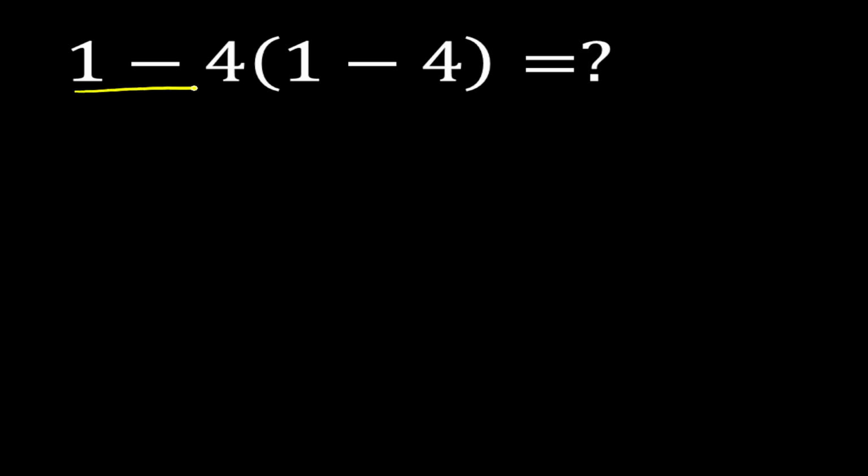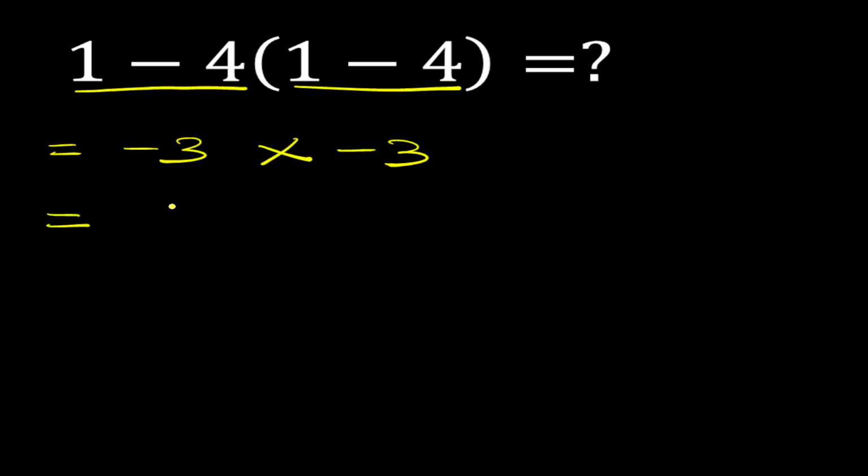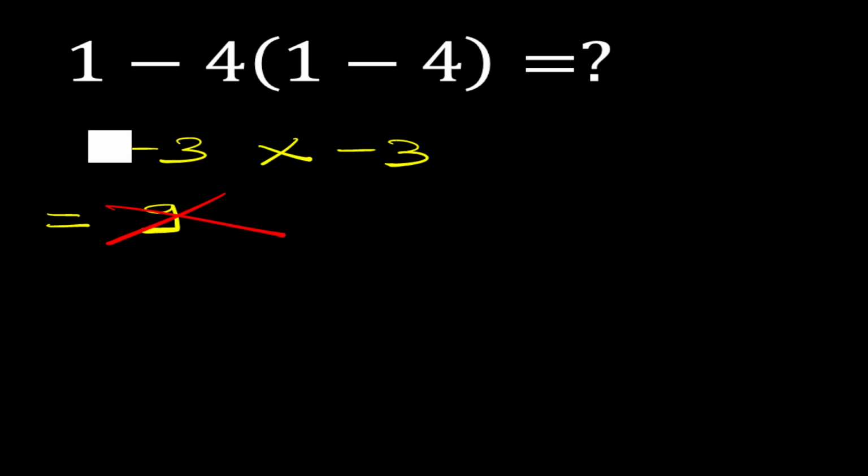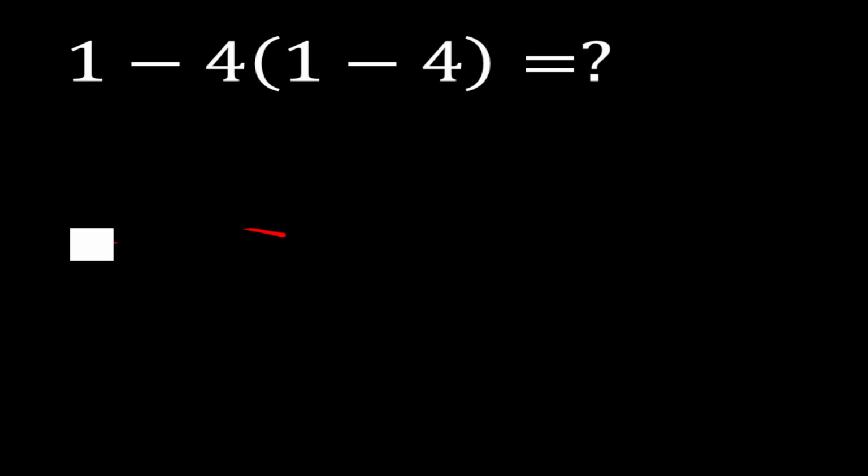So 1 minus 4 is equal to minus 3. And again, 1 minus 4 is equal to also minus 3. Now, minus 3 multiplied by minus 3 is equal to plus 9, right? But this answer is not correct. This answer is completely wrong. Now let's solve this problem correctly by using the PEMDAS rule, right?